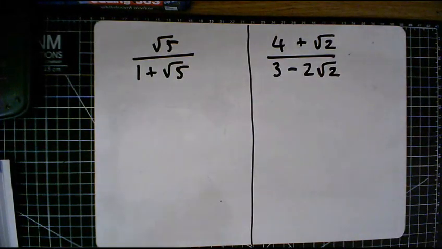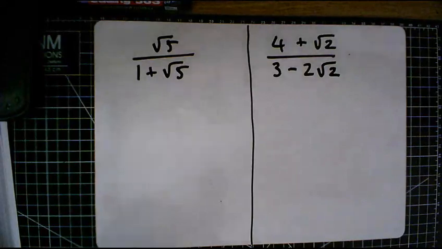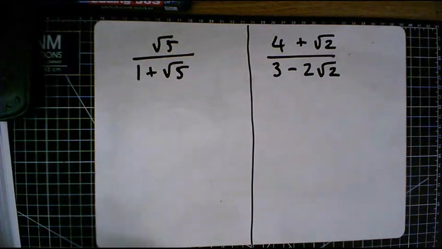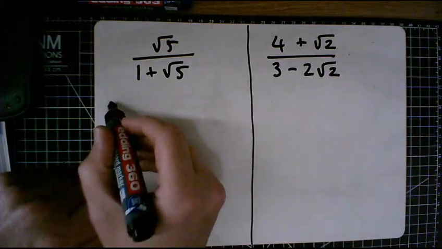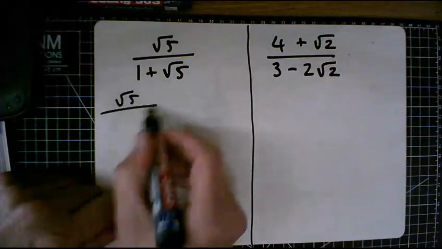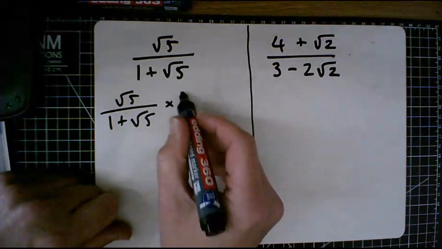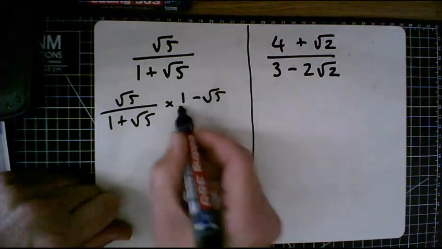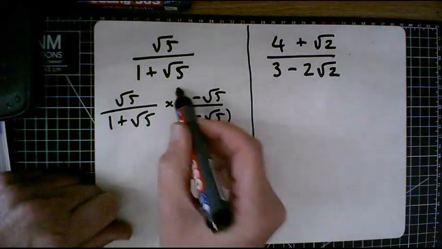Right, you might want to try these two on your own first, in which case pause the video, or watch me do this one and then you can do the other. So this one, negative 5 over 1 plus square root of 5. I'm going to multiply it by 1 subtract the square root of 5 over 1 subtract the square root of 5. And I'm just going to put these in brackets.